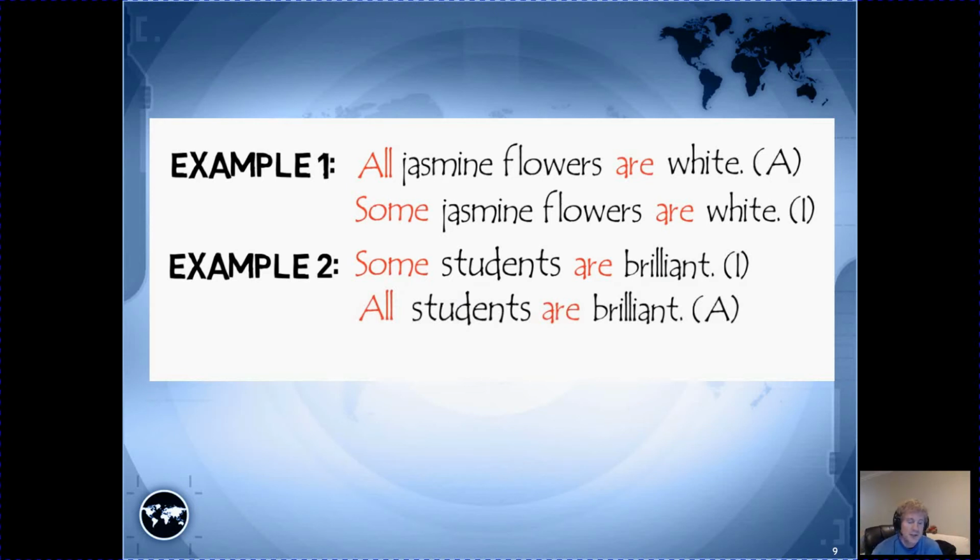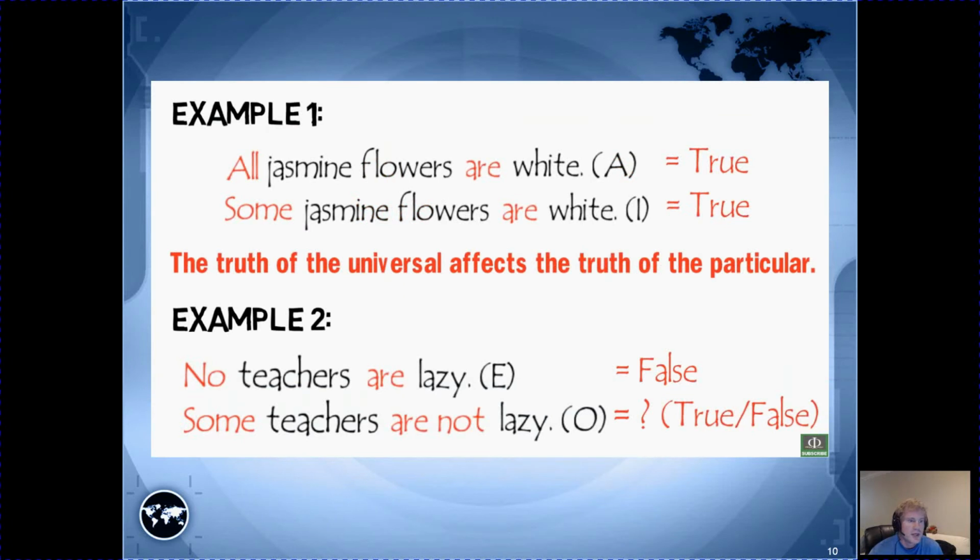Okay, so if we say all jasmine flowers are white, some jasmine flowers are white, then this could be both true. If we say, however, no teachers are lazy, and then we say some teachers are not lazy, then one is false and the other could be true or false.